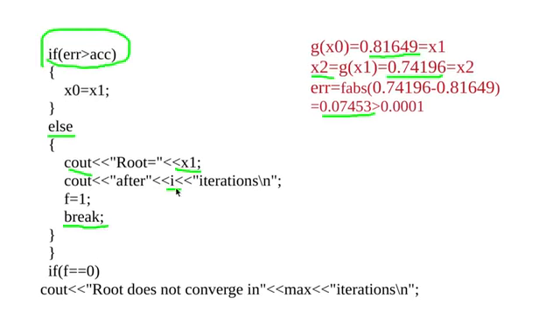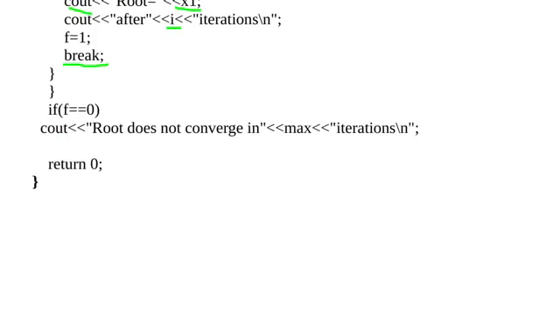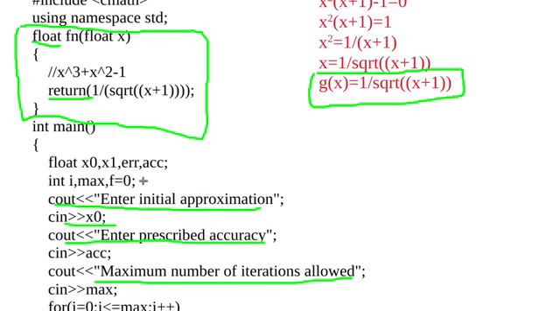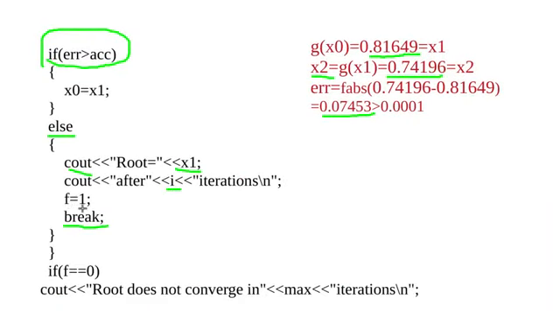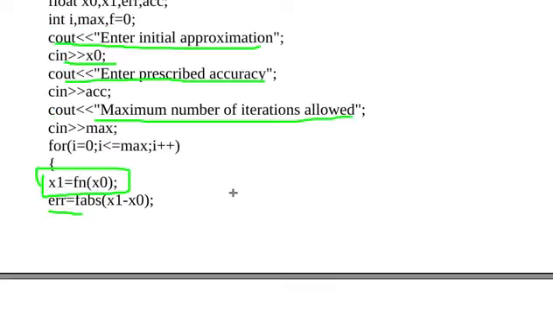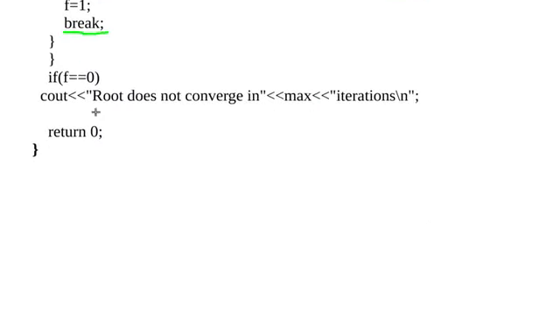Whenever you put a break, the control will exit from this loop to this point. Here I am checking if f equal to 0. Why I am checking f equal to 0 is that I have initialized the value f equal to 0, and I set the value of f to 1 only if I have got a root. If I didn't get the root, that is after this maximum iteration I didn't reach the accuracy level, I have to tell them that root does not converge after this maximum iterations.